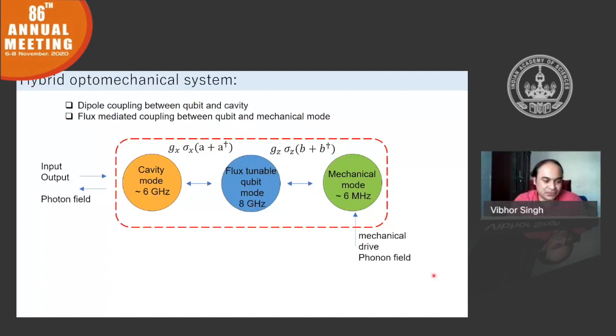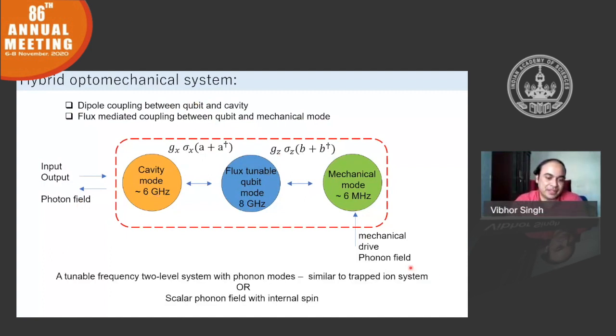Okay, so this is very similar to what we have in trapped ion systems. For example, if you think from a qubit point of view, what we have here is a two-level system which has a motional degree of freedom, which is similar to a trapped ion. And if you think of it from an oscillator point of view, we have a mechanical resonator which has an internal degree of freedom of spin half. Now this internal degree of spin half can be used to create some non-classical states of motion. So that's the long-term idea that we have.